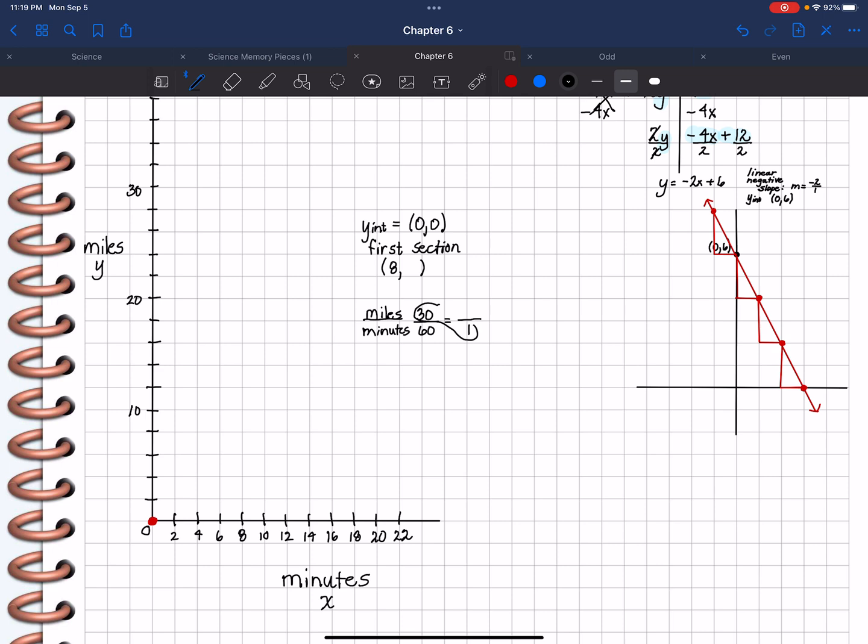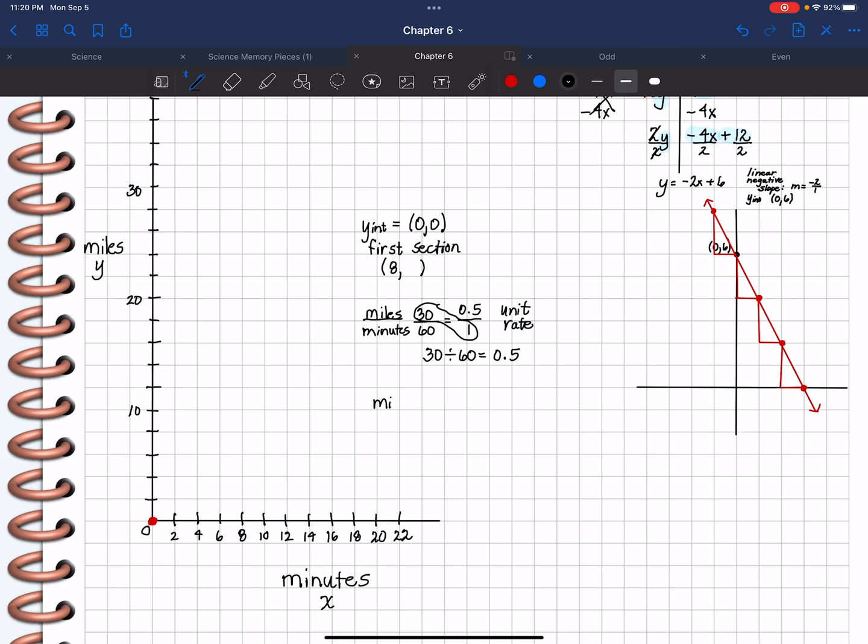So we could say 30 times 1 is 30, and then 30 divided by 60 is 1/2. So she goes a half a mile every minute. That's the unit rate right there. If they had asked you to find a unit rate of miles to minutes, that would be the one. But that still doesn't answer my question about the first section of her journey.